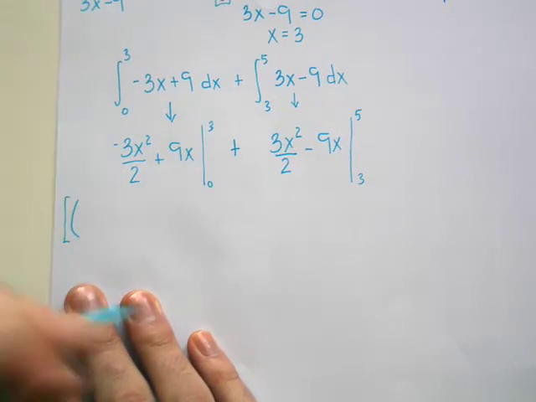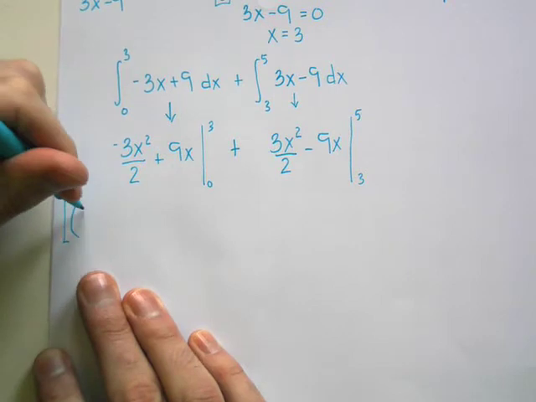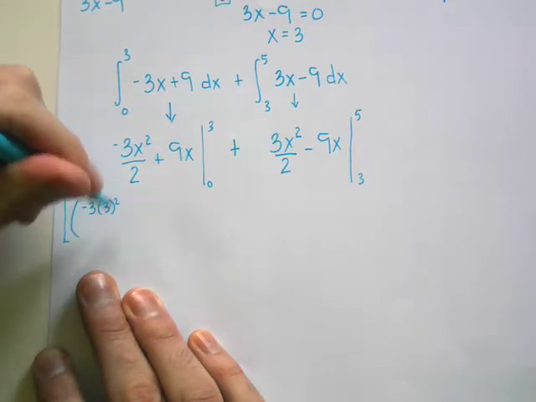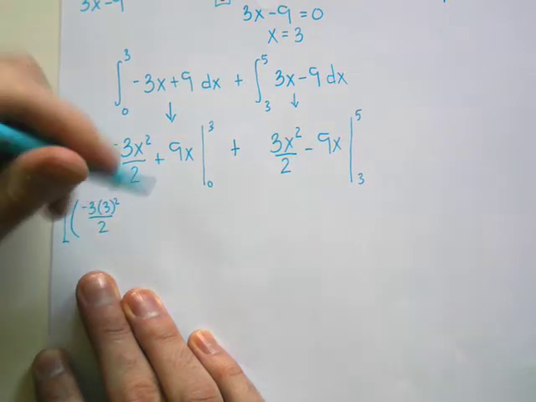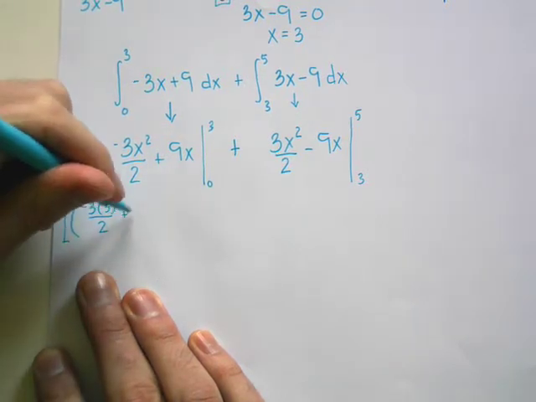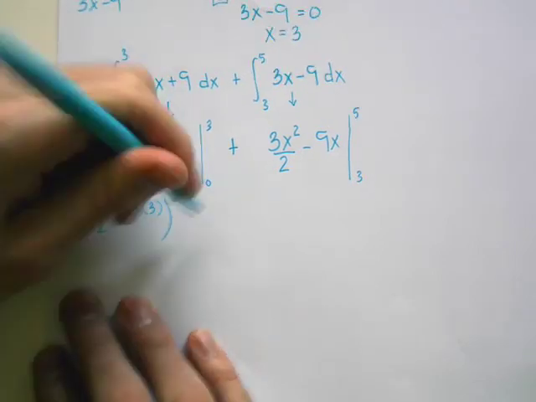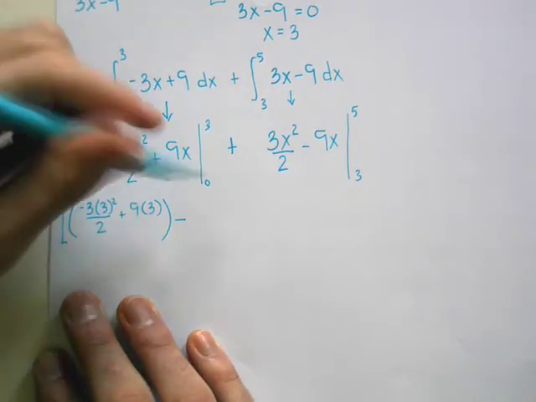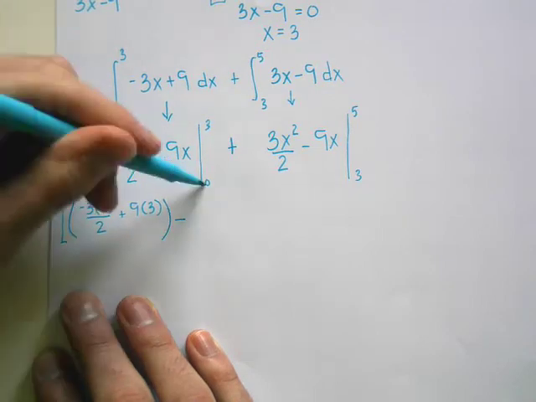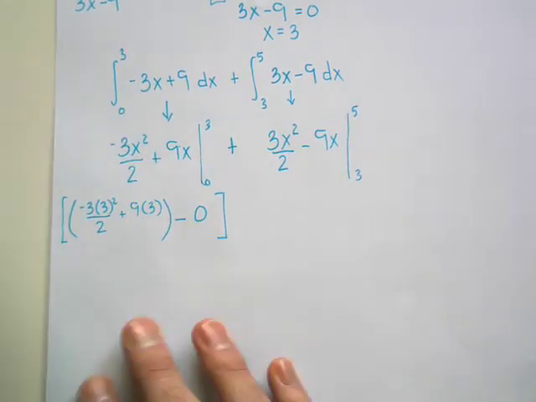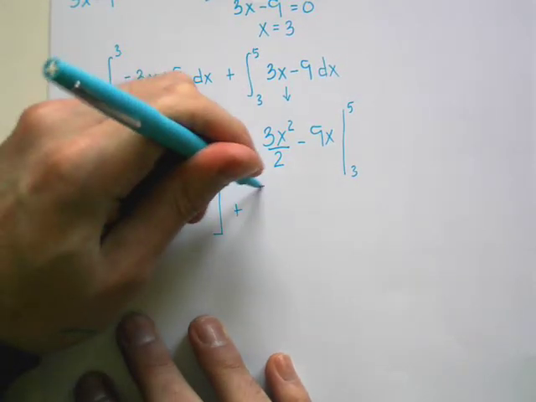Okay, so this is going to be negative 3 times 3 to the second over 2 plus 9 times 3 minus, now I'm going to take 0, plug it in. But if I plug in 0 there, the whole thing is just going to be 0. Okay, then I have plus, now I need to do the same thing over here.